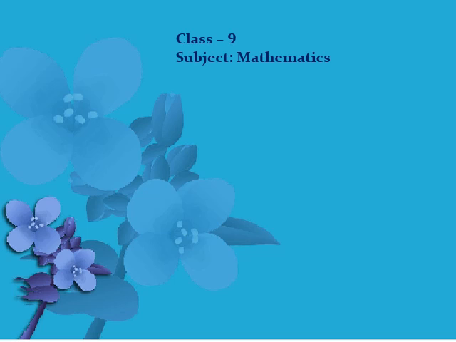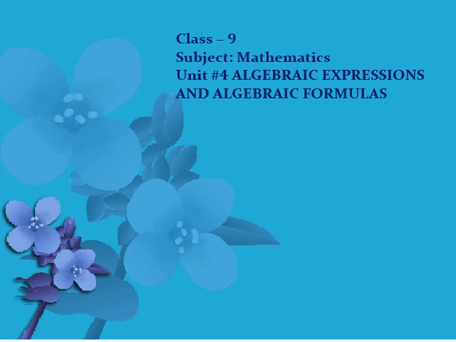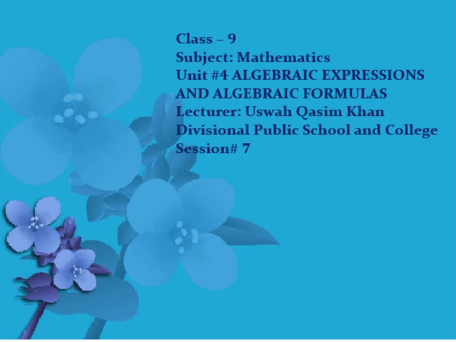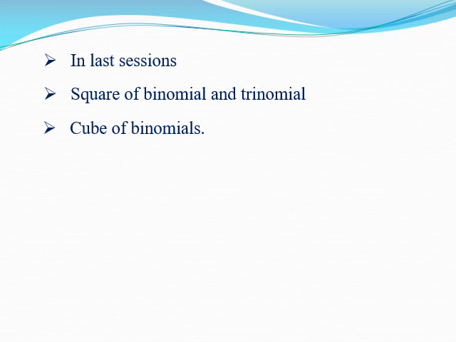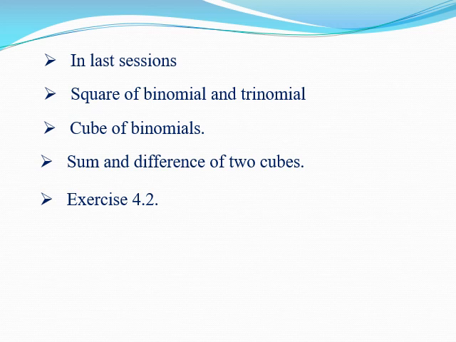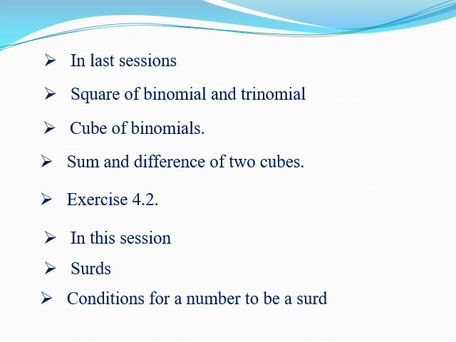We are doing mathematics. Unit number 4, algebraic expressions and algebraic formulas. And this is our session number 7. In last sessions, we have discussed square of binomial and trinomial, cube of binomials, sum and difference of two cubes, and then we have solved exercise 4.2. In this session, we will discuss surds, conditions for a number to be a surd, and then we will solve some questions from exercise 4.3.